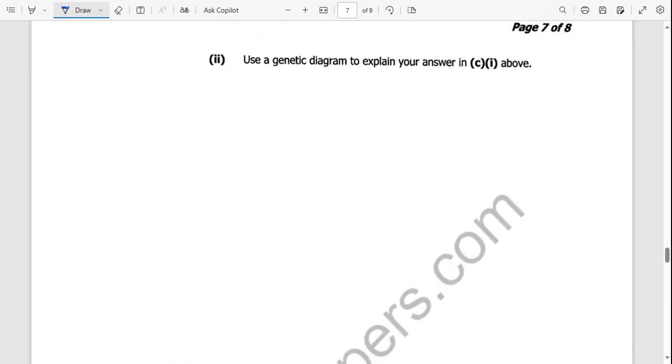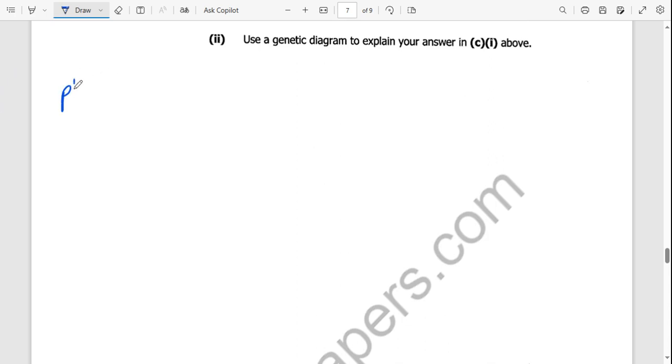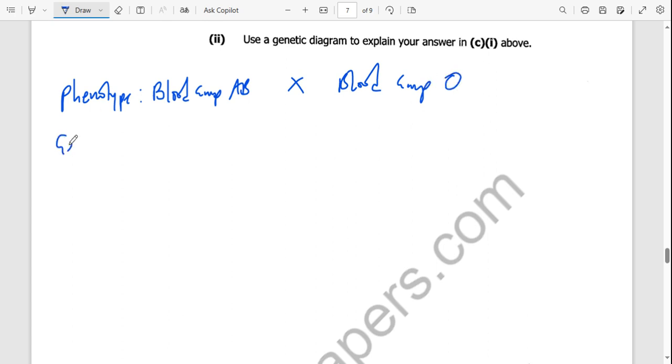Using a genetic diagram, use a genetic diagram to explain your answer. So always start first with phenotype, physical characteristic. So the businessman had blood group what? AB. And then we cross this one with a girl who had blood group what? O. And then we now write the genotype. For blood group A, you always write I and then A on top, then I, B. So we cross with I, O on top, and then I, O.